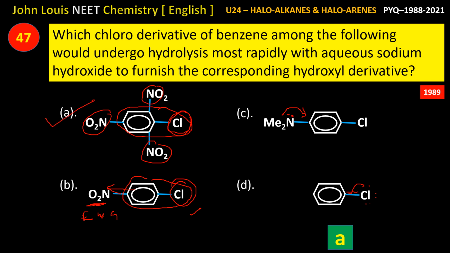So the electron withdrawing group is pulling the electrons towards the NO2 group, thereby activating the chlorine. Therefore it can easily leave the benzene ring, so this will undergo hydrolysis most rapidly. Hope you understood very clearly.